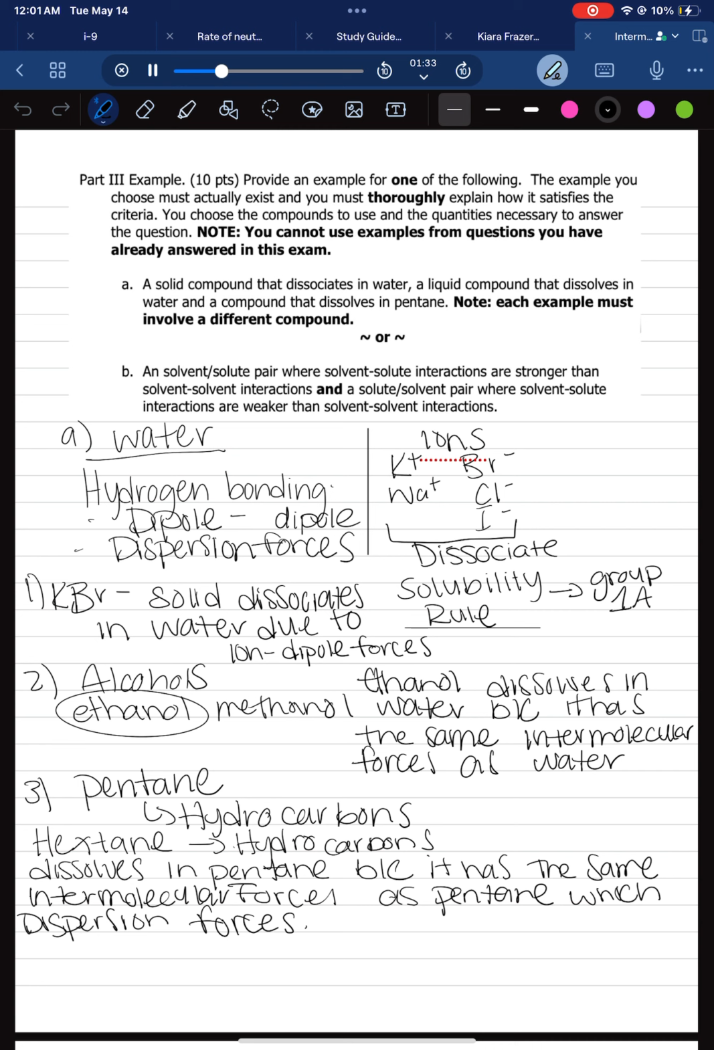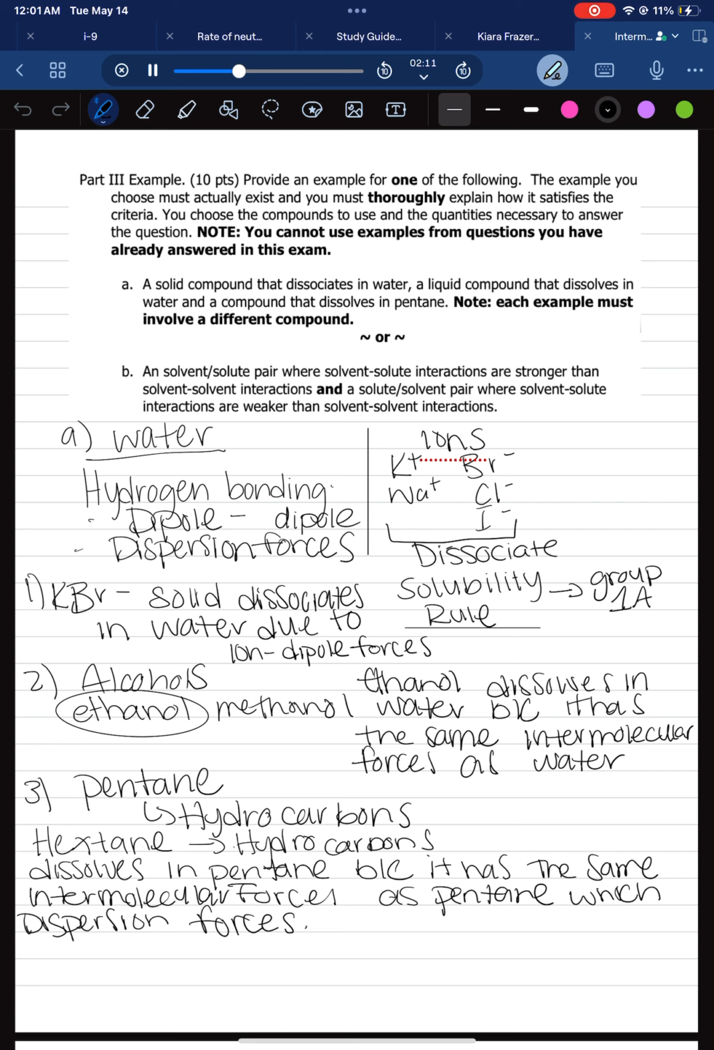For a liquid compound that dissolves in water, we can think about our alcohols, such as ethanol and methanol. For this example, I'm going to use ethanol. Ethanol contains the same intermolecular forces as water: hydrogen bonding, dipole-dipole, and dispersion forces. Therefore, we can say that ethanol dissolves in water because it has the same intermolecular forces as water.